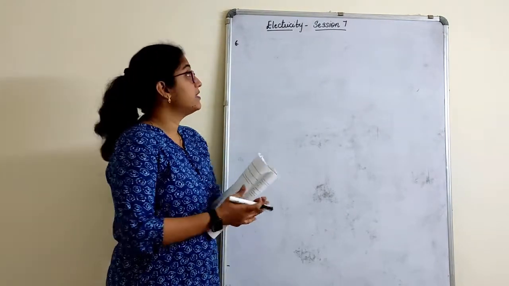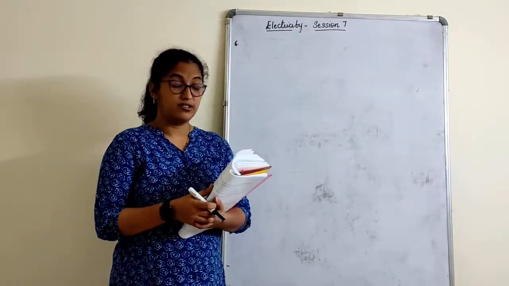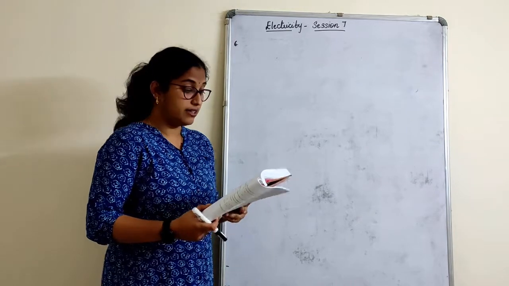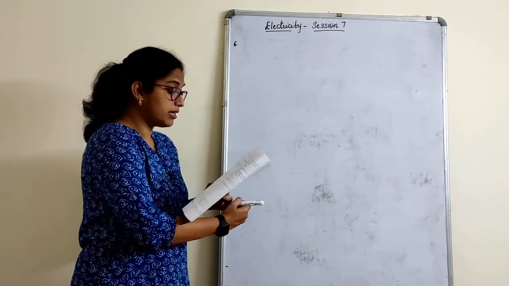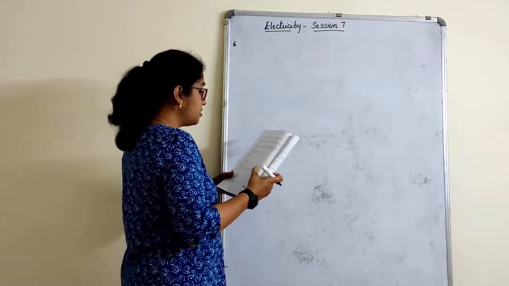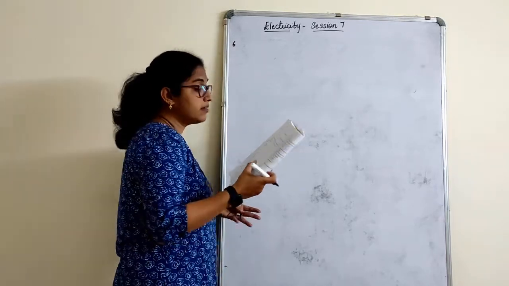Good morning. We will start session 7 on the chapter electricity. We'll continue with the exercise numericals. We completed the MCQ numericals in yesterday's session. Question number 6. A copper wire has a diameter.